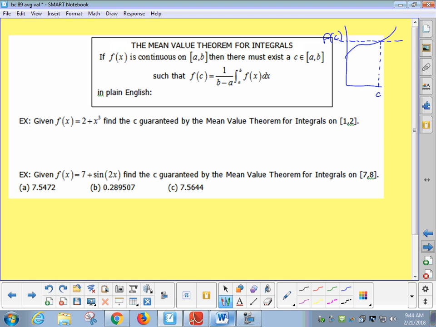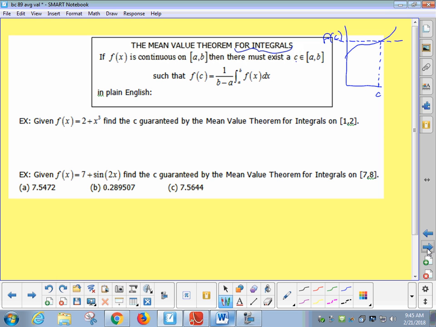If they say mean value theorem, stop. That's the old mean value theorem, the average rate of change equals instantaneous rate of change, the old one we've been doing, right? If they continue on and say for integrals, then they're talking something totally different, and you need to understand there's a huge difference.